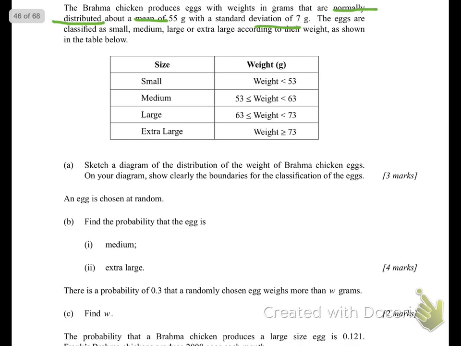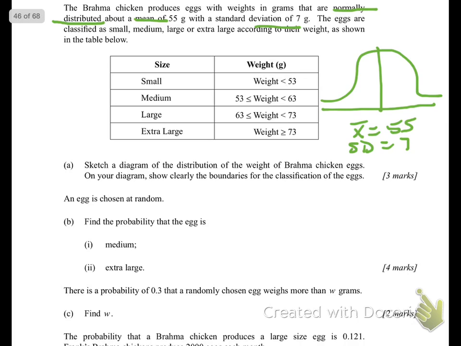All right, so first of all here, they ask us to sketch the graph of the distribution with these weights. Now, we're not going to do that empirical stuff. Only do the empirical stuff if they ask you to do empirical rule stuff. All right, so let's just sketch my distribution. Okay, I have my bell curve. I'm going to label my mean. My mean is 55 with a standard deviation of 7.